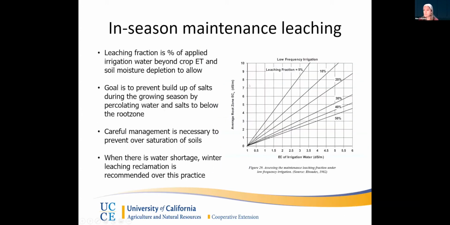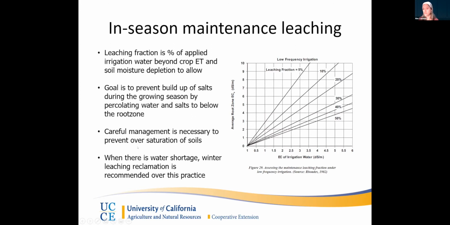In-season leaching maintenance, this is when we can apply a leaching fraction as a percentage of your applied water. So if you use ET for irrigation scheduling, it's going to be a percentage beyond the walnut ET. The goal is to prevent the buildup of salts during the growing season by percolating water and salts below the root zone. But you're going to need careful management to prevent the oversaturation of soils.